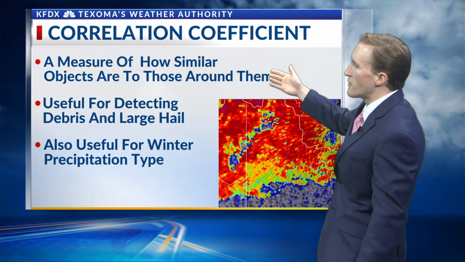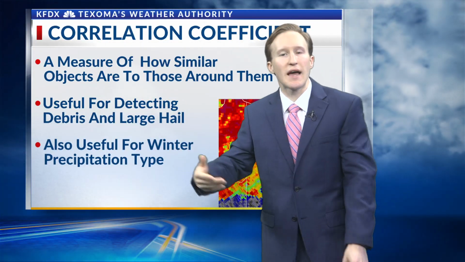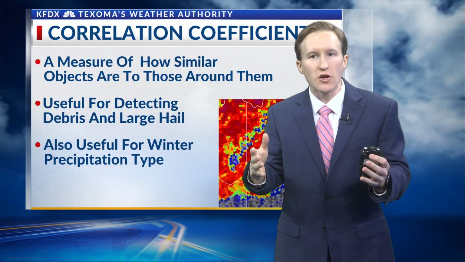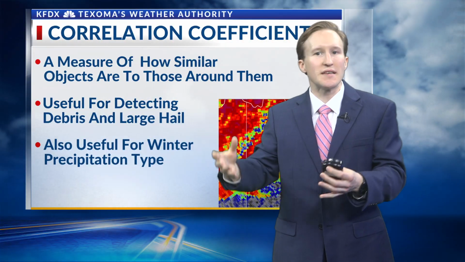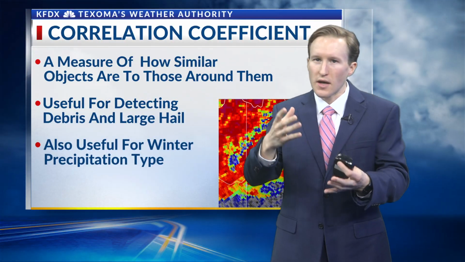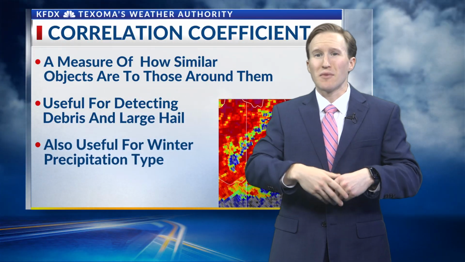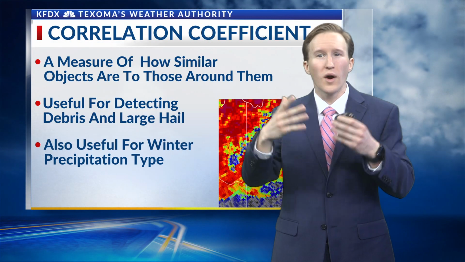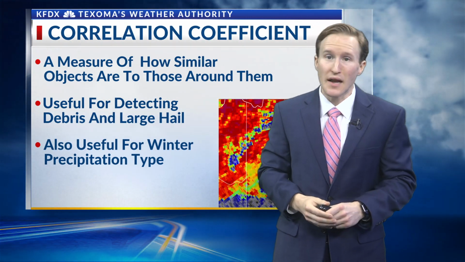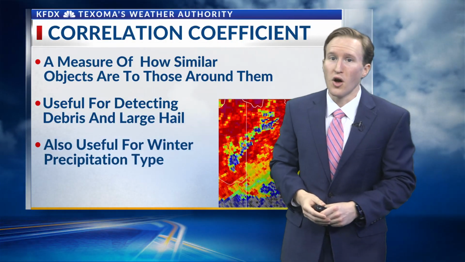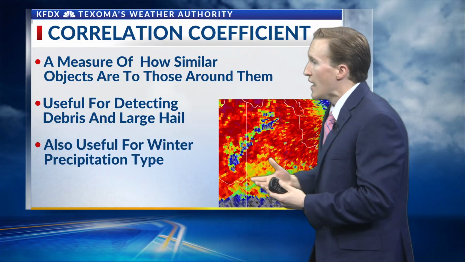So it's a measure of how similar objects are to those around them. What that means is that when that beam goes out, if it's only seeing rain, it's going to say, yeah, all these objects are pretty similar. If it's seeing some hail mixed in, it's going to look a little bit less similar than just rain on its own. And if it's seeing a bunch of dust, wood, whatever being lofted in the air by debris from a tornado, it's going to say none of these objects are very similar at all. And that helps us identify exactly what's going on with thunderstorms as you look through them.